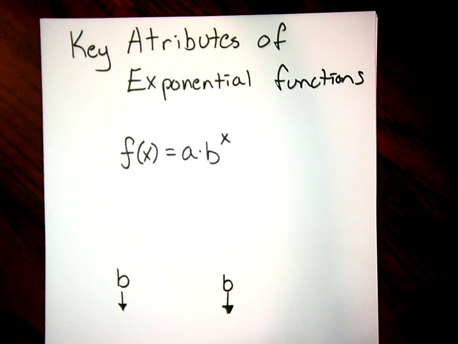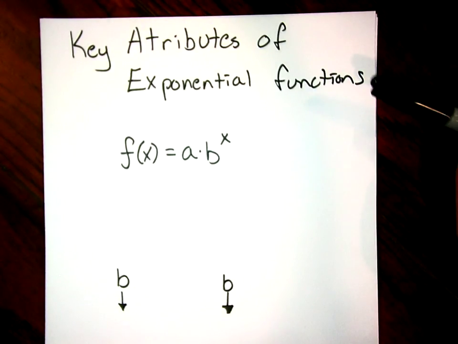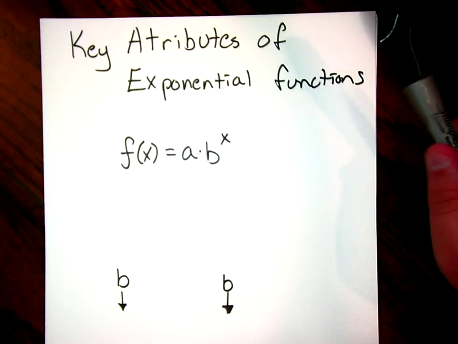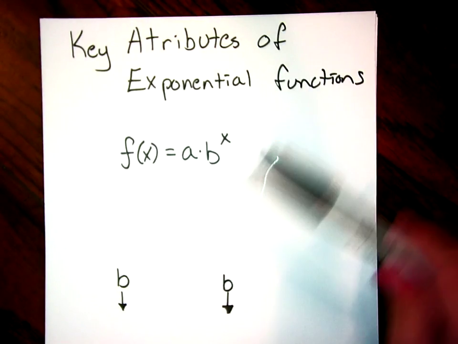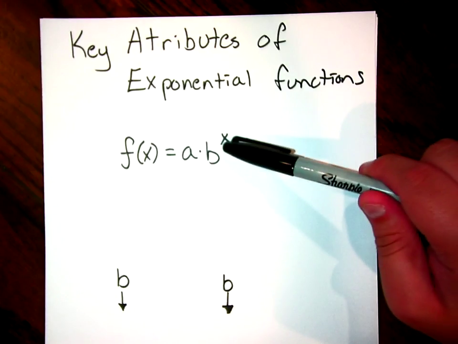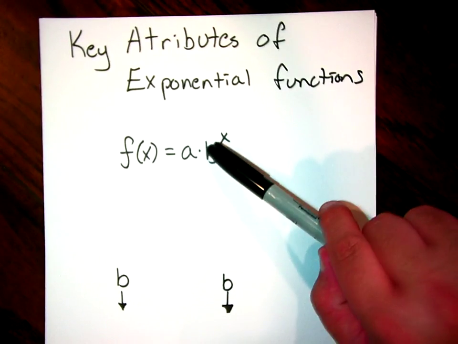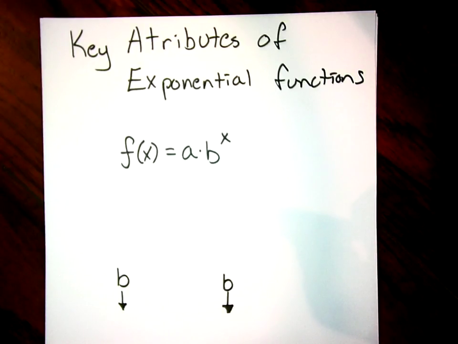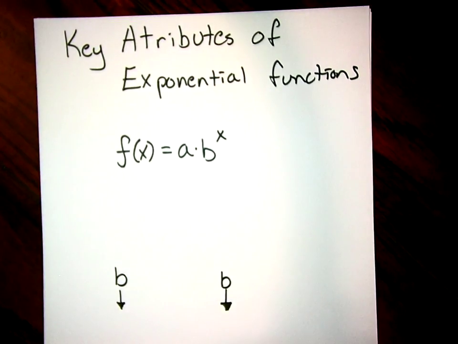Tonight we're going to be discussing key attributes for exponential functions. I have a generalized exponential function here, and exponential functions are where your x value is in an exponent. So that's f of x equals a times b to the power of x. These a and b's are really going to be the attributes that we're looking at, and there's one more. There's going to be three total. But first, let's talk about the a and b.